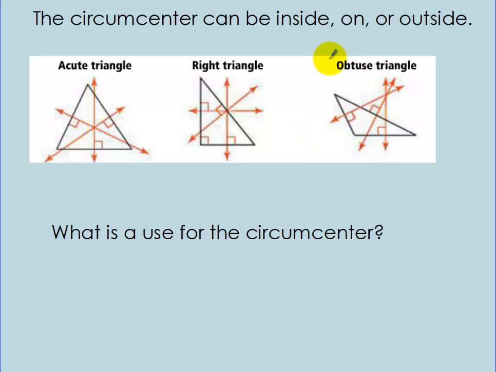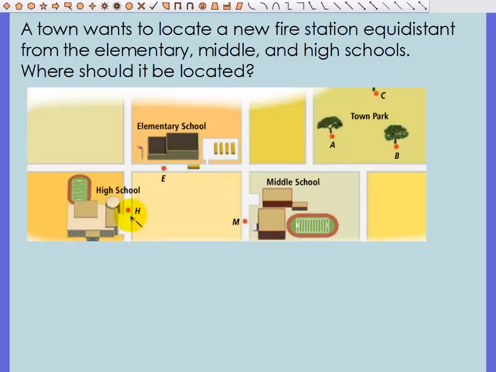So why is this useful? Well, let's take this example, this town. The town wants to put a new fire station, and they want to put it equidistant from the elementary, middle, and high school. Well, where do you want to locate this? This is the application, because you can't just say, well, I'll put it in the middle. Maybe in this case, because they're all kind of close in this picture, you can. But what if the middle school is out really far? You want to use math to figure out where to put the fire station so you have the same response time to every school.